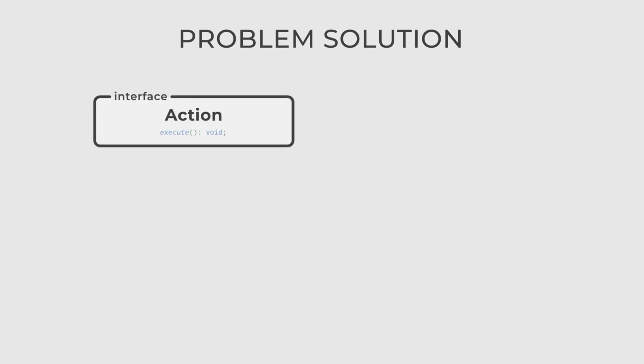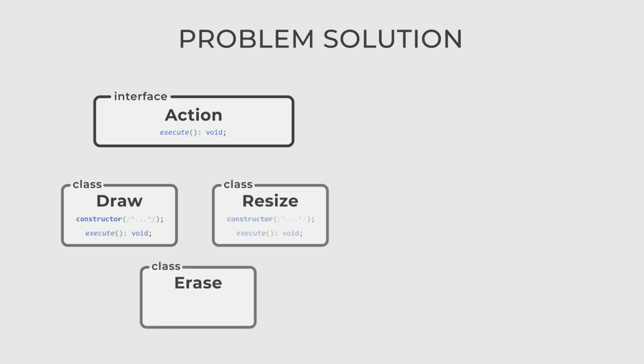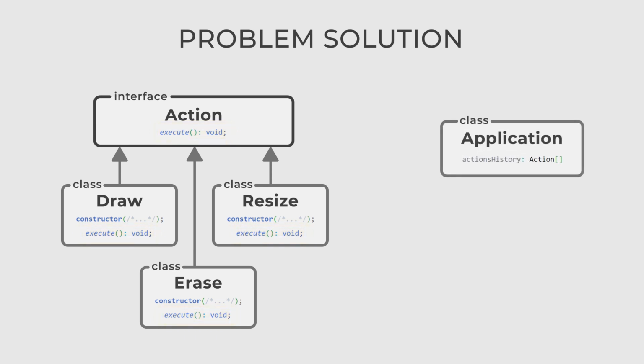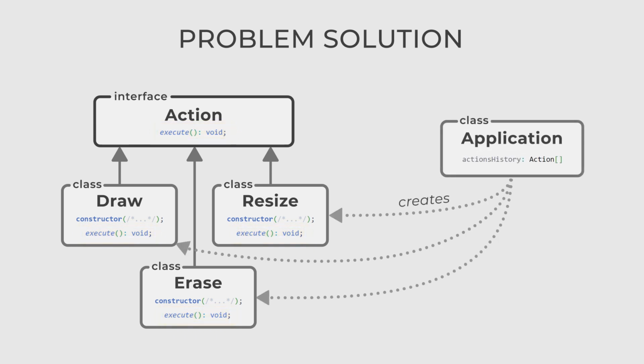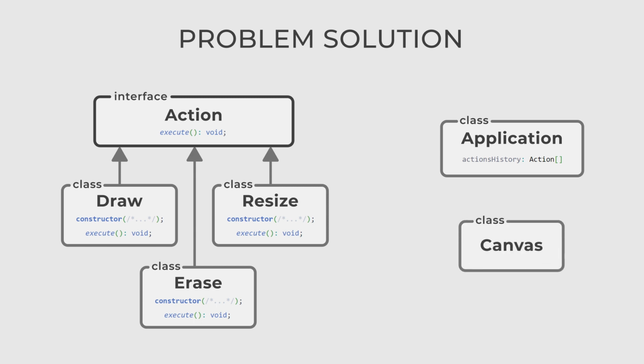Let's create an action interface that has a single execute method. Then, let's create concrete actions like draw, erase, resize, etc. Each of these classes inherits the action interface and implements their logic in the execute function. Then, let's create an application that is responsible for creating actions. Also, let's make the canvas on which the commands should be performed.